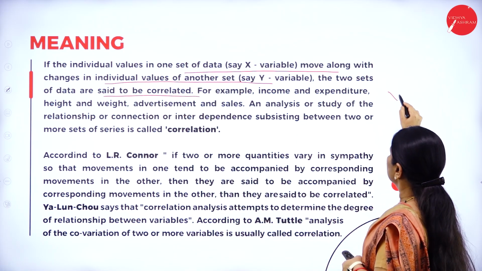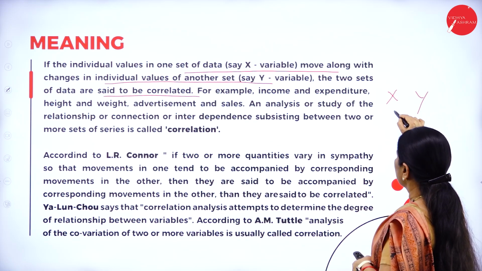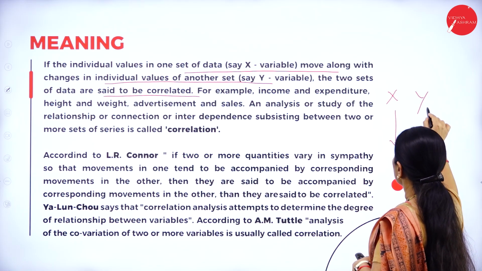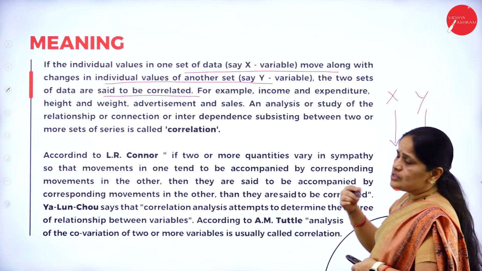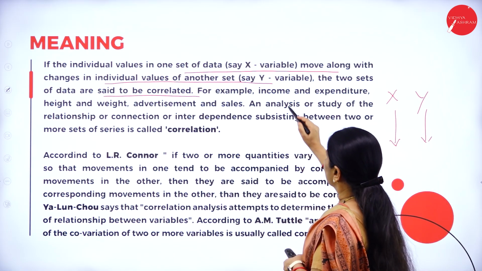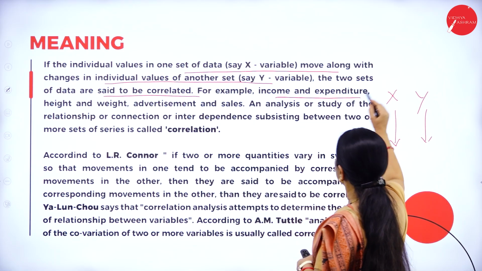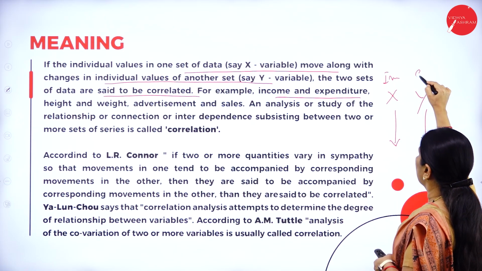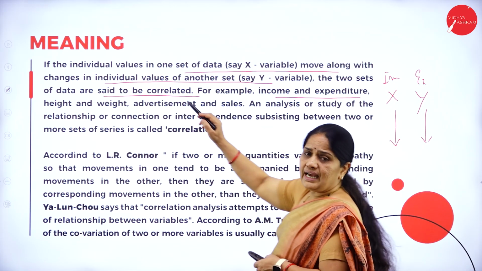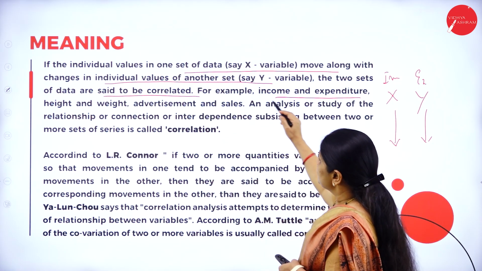Now we have the variable X and the variable Y. So if this moves, this also moves. For example, income and expenditure. Suppose you have the income here and the expenditure here. Then height and weight, advertisement and sales.